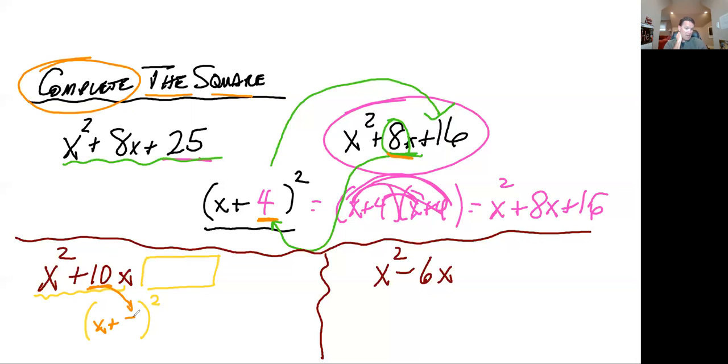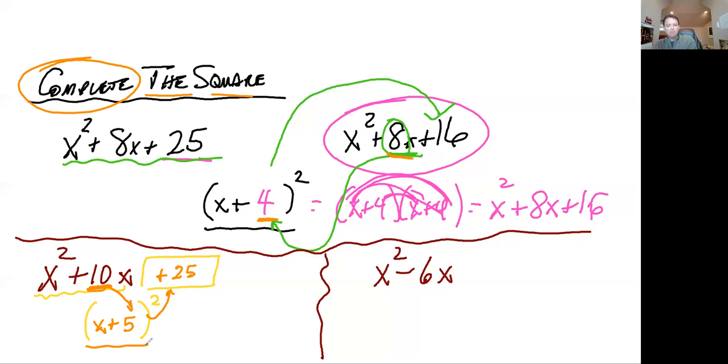I hope you said 5. Because again, the number that goes in the factor is going to be half of that number here in front of the x term. And then up here, it's going to be 25, and that's the part that's missing. So by adding 25, I have now completed a square. I've completed x plus 5 squared.